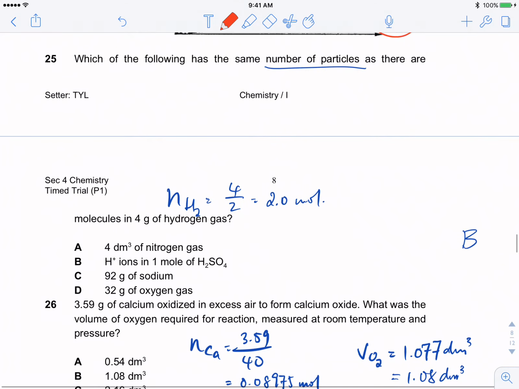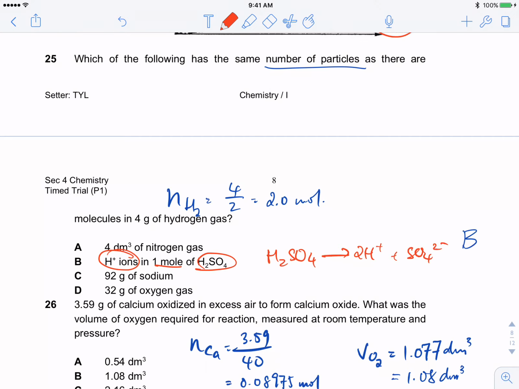Question 25. Which of the following has the same number of particles as there are molecules in 4 grams of hydrogen gas? Let's calculate the number of moles of hydrogen gas. It will be 4 grams divided by 2, which will give us 2 moles. There are 2 moles of hydrogen gas, so try to find something that has 2 moles as well. In 1 mole of H2SO4, we have 2 moles of H+ ions, because H2SO4 will give us 2H+ and SO4 2-. So 1:2. If this is 1 mole, this is 2 moles. Therefore, answer is B.